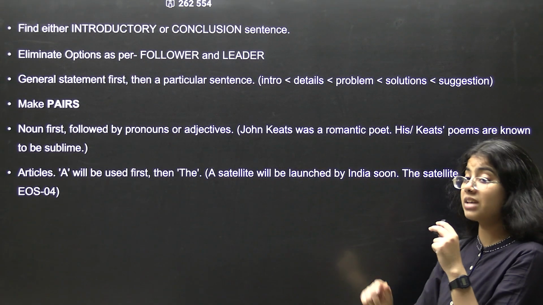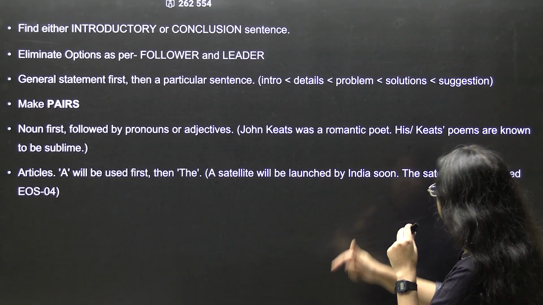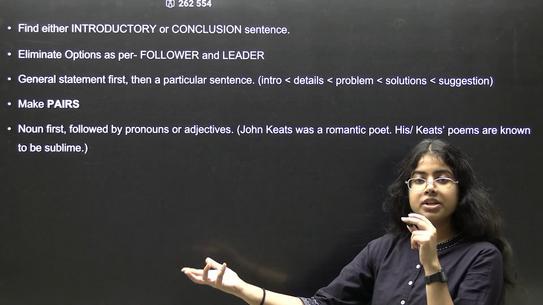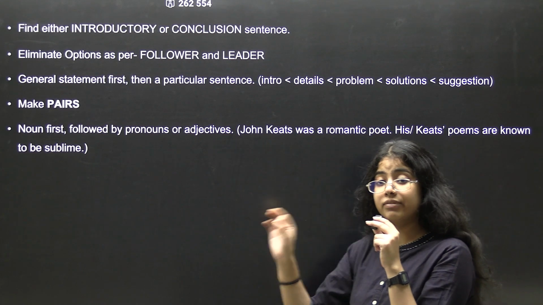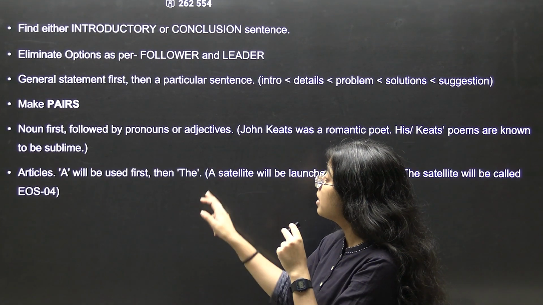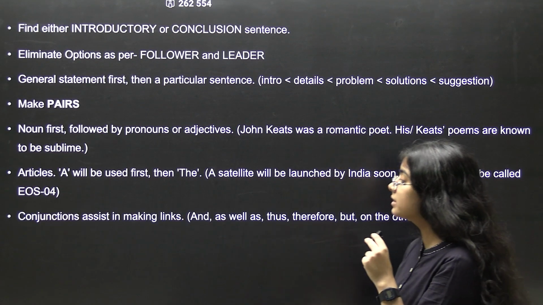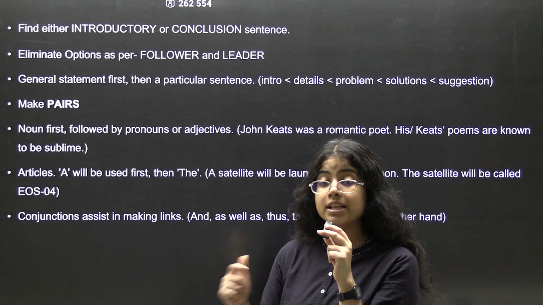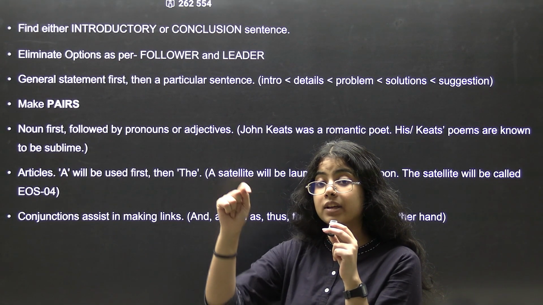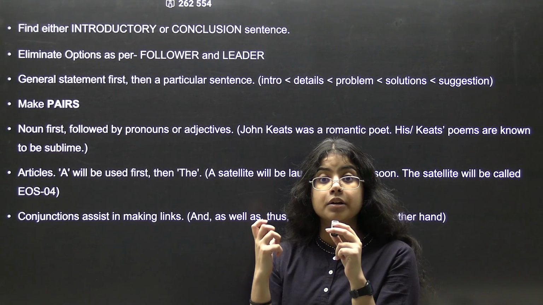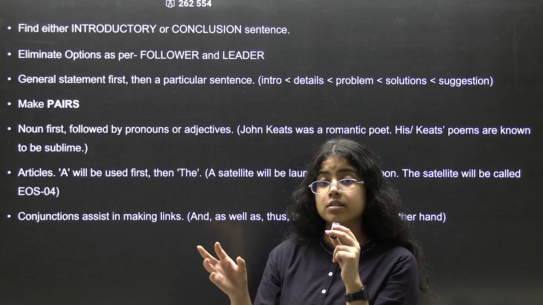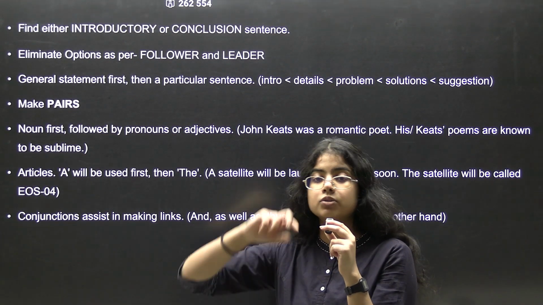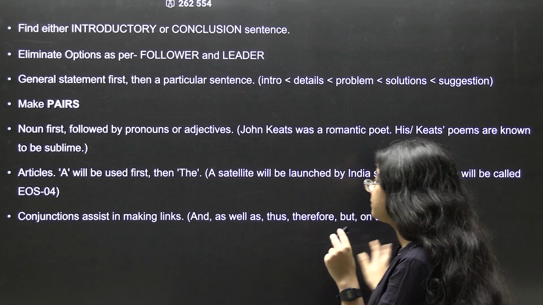For example, a satellite will be launched and the satellite will be called EOS-04. Okay, so first any satellite will be launched, and then that same satellite, the definite article, will be used after it has been mentioned generally. Next, conjunctions assist in making links. Conjunctions like and, as well as, make direct pairs, they are direct relationships. But conjunctions like because, since make a pair of cause and effect. So if you have an effect after because, you just have to find a similar cause for that effect.